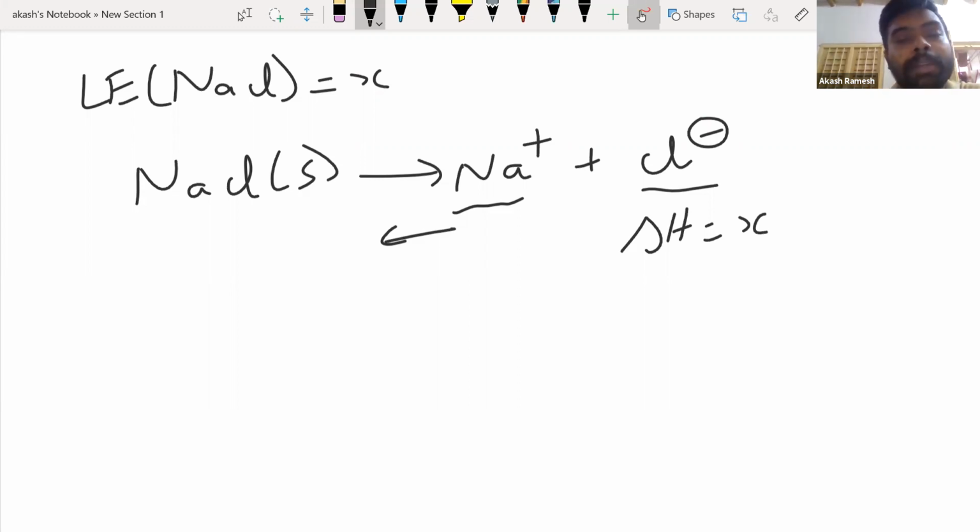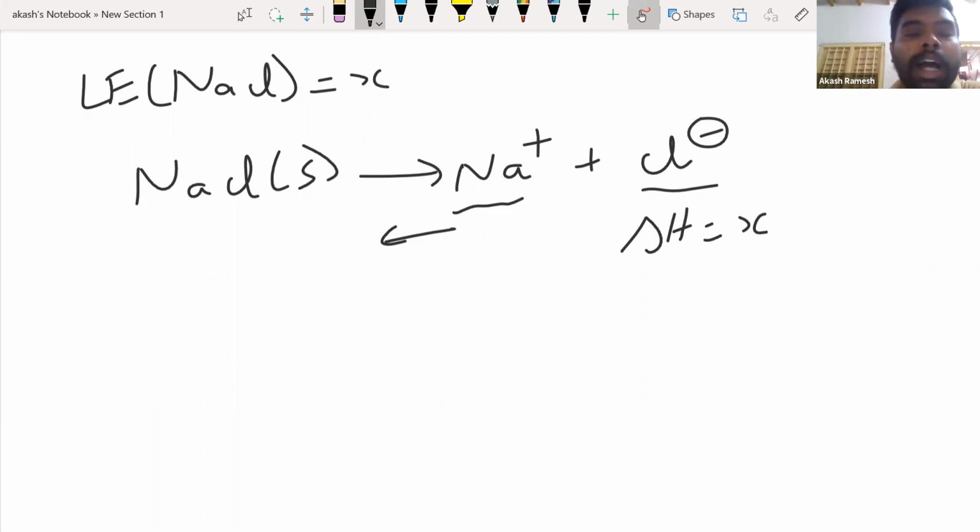For example, if it is 20 kilojoules per mole, then for breaking the lattice it may be plus 20, and when you make the lattice it is minus 20. So overall the magnitude is the same, but depending on whether you speak in terms of breaking the lattice or making the lattice, the sign will change, obviously.